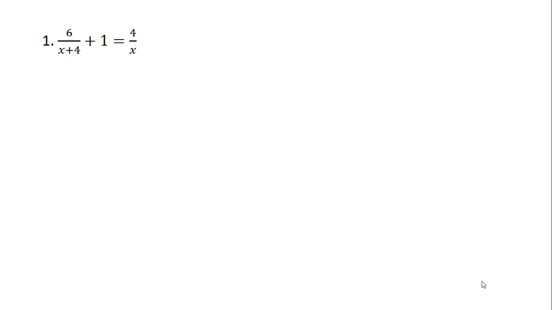The first equation is 6 divided by the quantity x plus 4 plus 1 equals 4 divided by x. The denominators cannot be factored any further. Therefore, the least common denominator is a product of those two denominators, x times x plus 4. The restricted values are the values that make each of these expressions 0, and that would be when x is 0, or when x plus 4 is 0, or at x equals negative 4. Therefore, x cannot be 0 or negative 4.